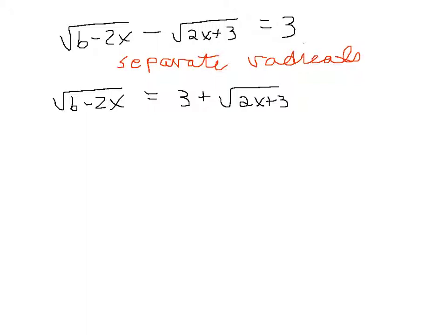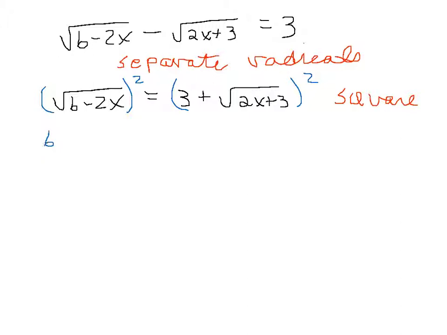And now what we have to do is square both sides. So this gets a little bit messy, and we've got to kind of stay with it. So we're going to square both sides. And that's a binomial that we're squaring on the right, so we want to make sure we use FOIL. And so when we square both sides, here's what we get.